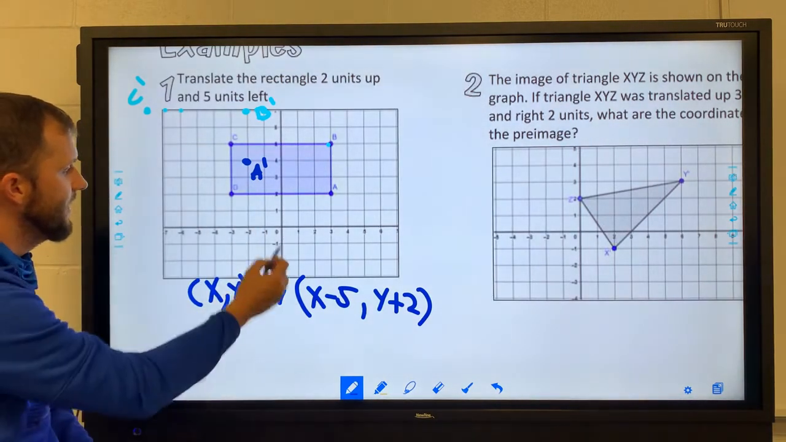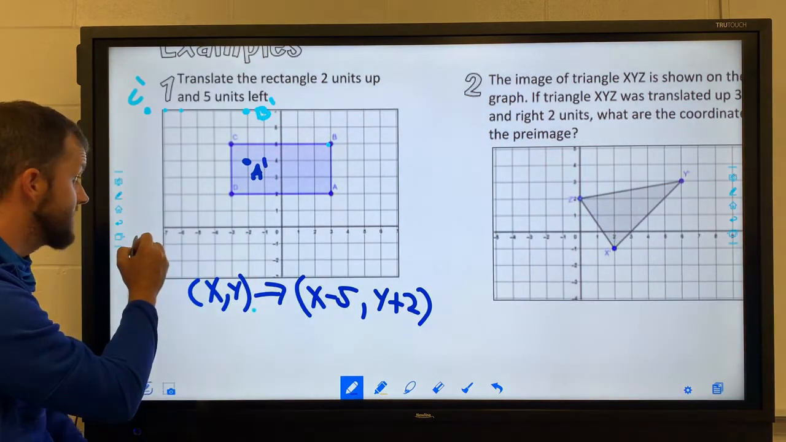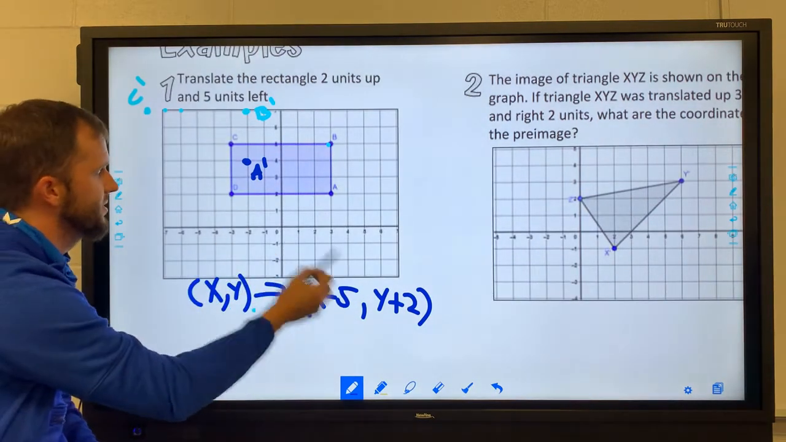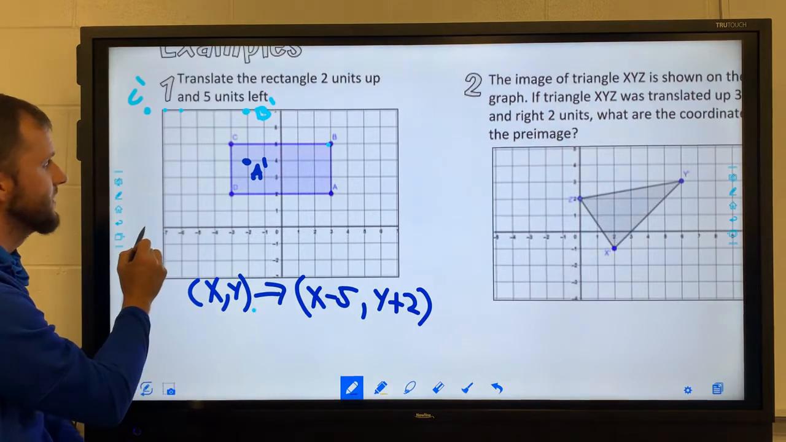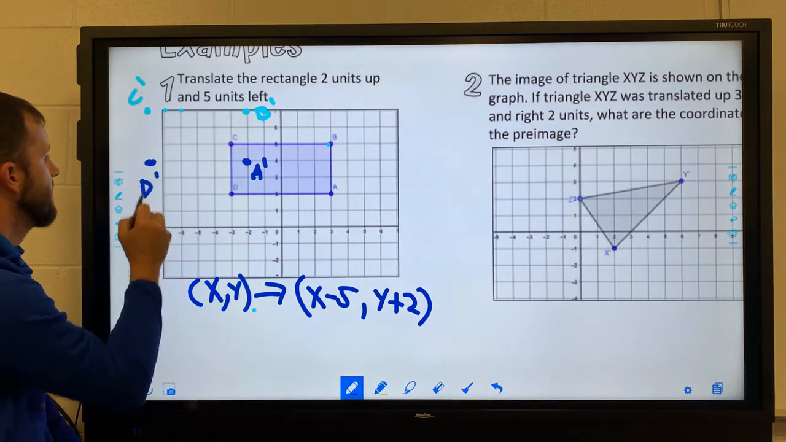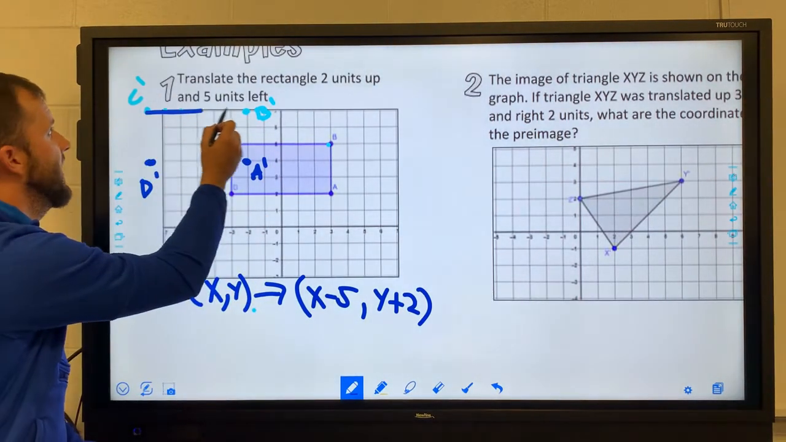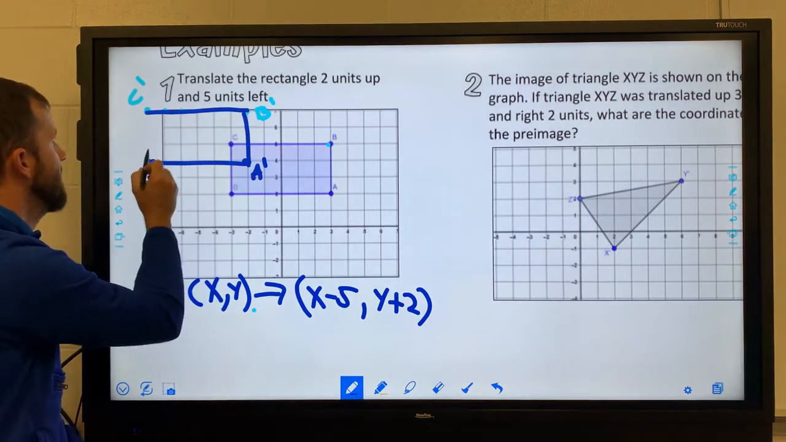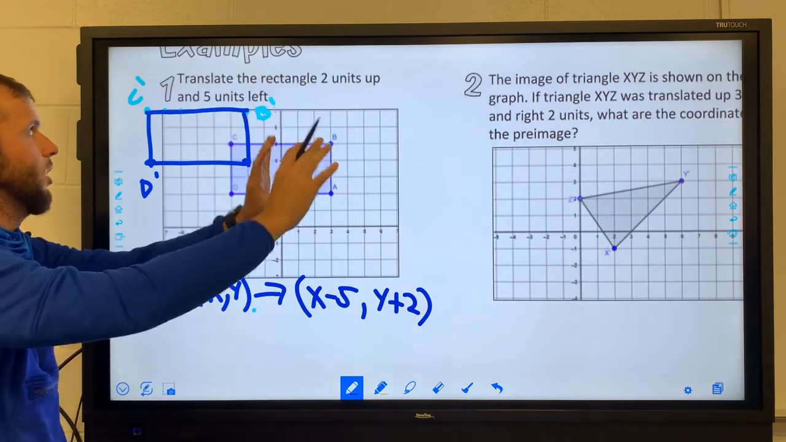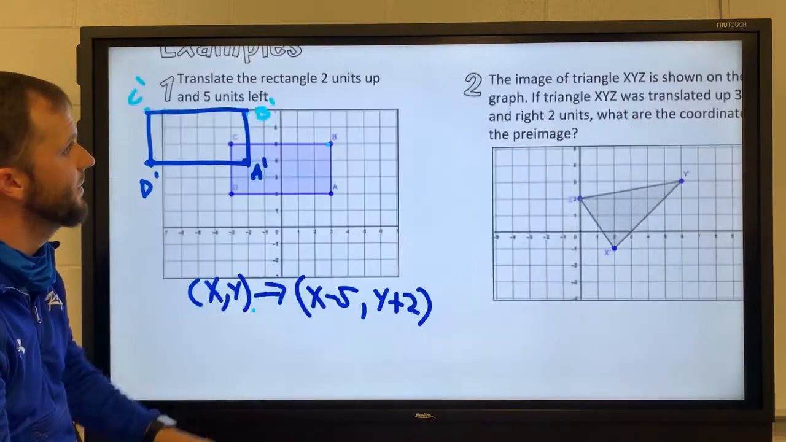So let's look at D. My x coordinate's -3, so subtracting 5 would put me at -8. And then my y coordinate is 2, plus 2 would be 4. So (-8, 4) would end up giving me my D prime. So ladies and gentlemen, that is how you can shift that whole thing and move it over by doing a translation. Okay, so you're literally taking the shape and moving it over 5 and up 2. Okay? All right, let's look at example number 2 here.